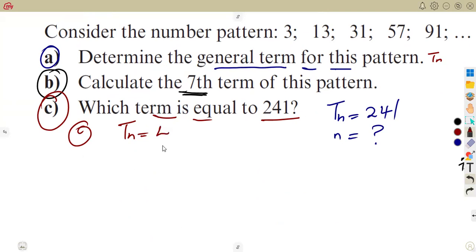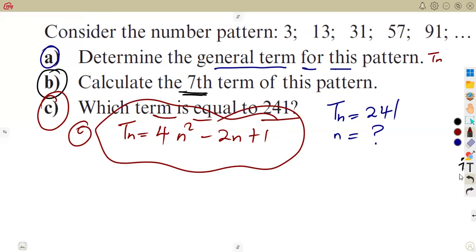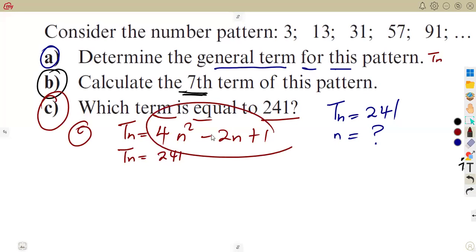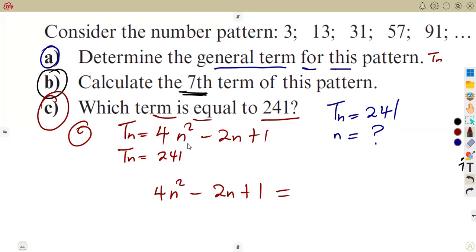Our Tn was given as 4n squared minus 2n plus 1. The same Tn is equivalent to 241. So what does it mean? It means these two are equal. It's an equation that you're simply forming from there, to say 4n squared minus 2n plus 1 must be equal to this Tn, which is 241, which is an equation where you have to solve for what?